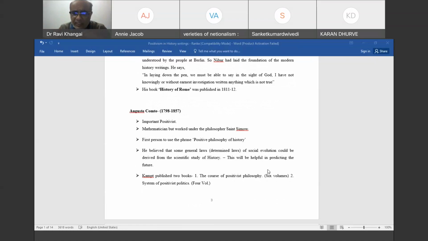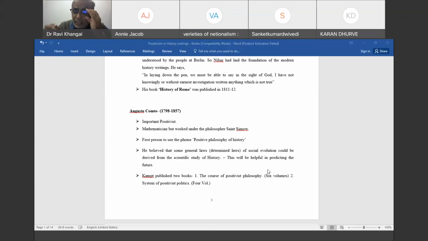This is a bit complicated, but just remember that we will be repeating this in Marxism and the Annales school also. To begin with, just remember that positivists believed that by studying human life, you can derive certain laws which they call determined laws. For example, in physics, the determined law is that if you heat the metal, it will expand. There is no change. It will happen. You do it in India, you do it in America.